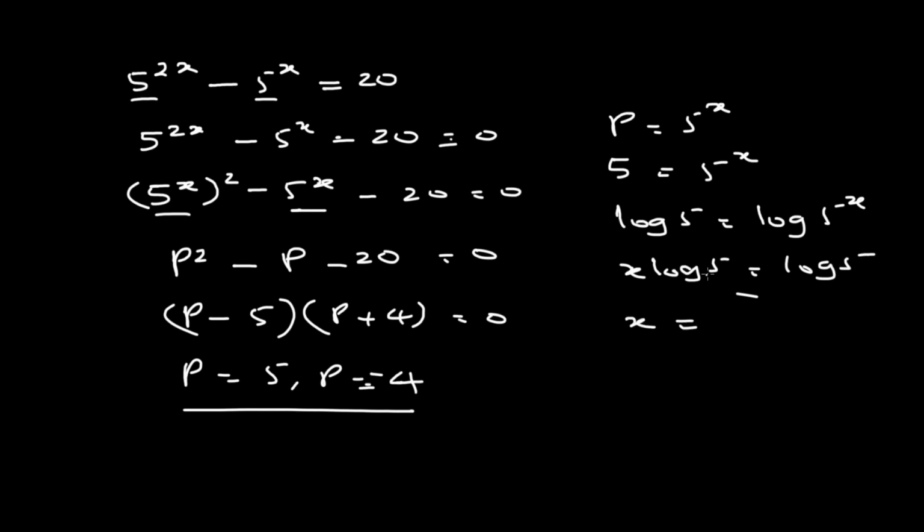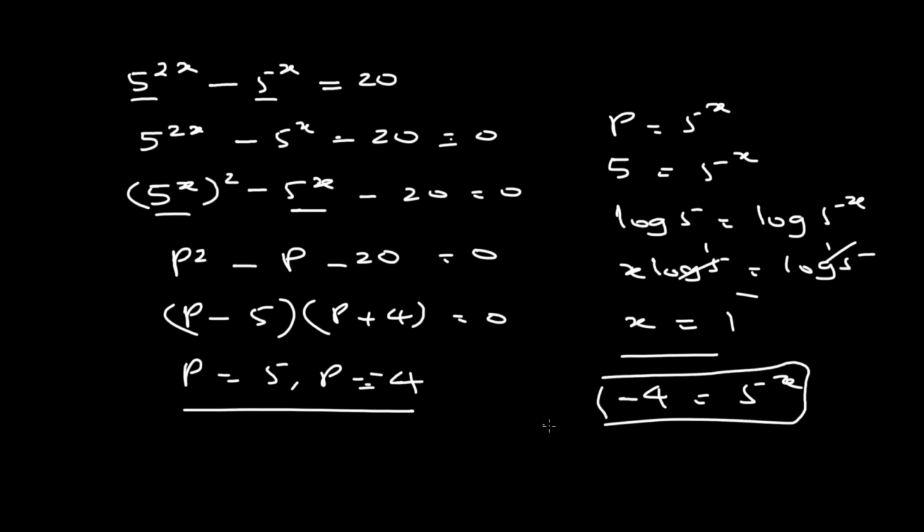So x is equal to 1. The other one, where we have -4 is equal to 5^x. Now look, this doesn't have a negative here, but this one has got a negative. So already we can say that this cannot exist. If we were to apply logs, we'll be trying to find the log of a negative number. So this is not possible. The only value we have is this one.